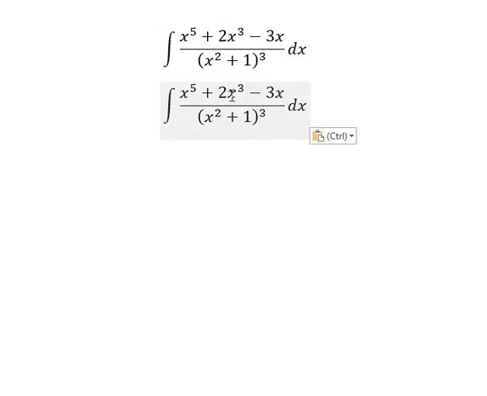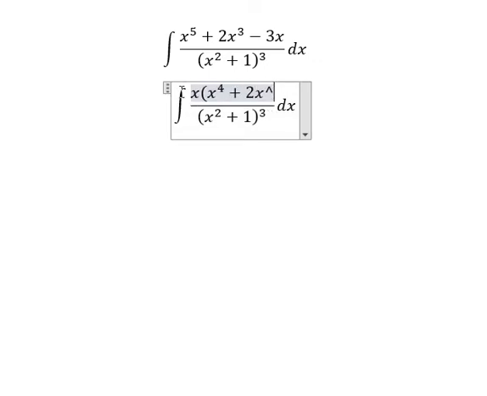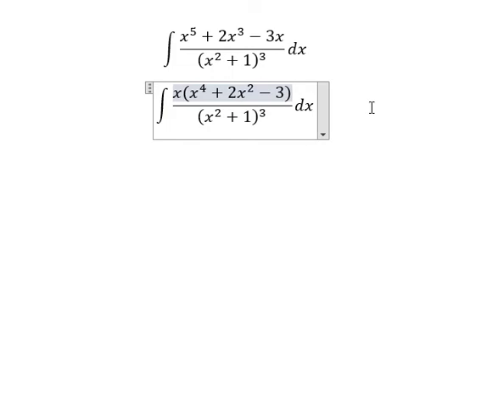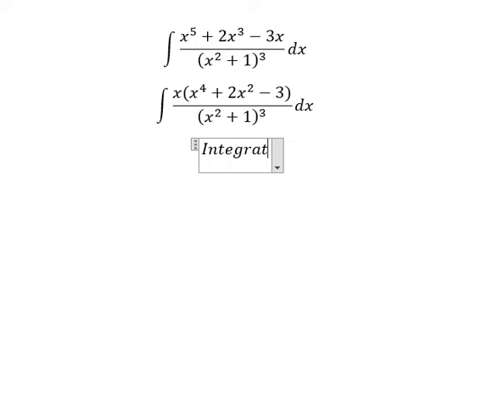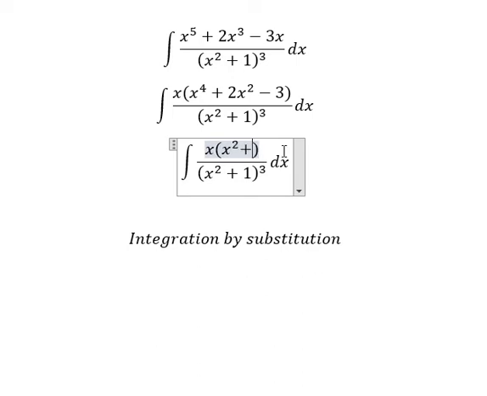We have s to the power of 3, s to the power of 5. We can do factorization. Next, we need to use integration by substitution. Before we do this one, we continue to do factorization of this one in here. So we will have s squared plus 3, s squared minus 1.